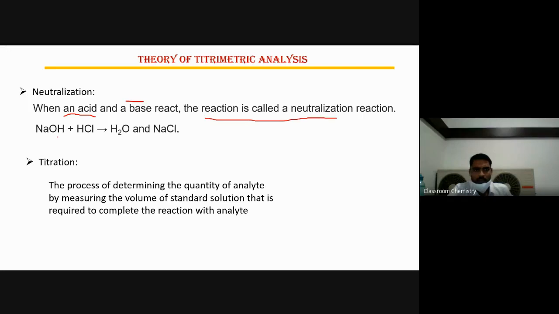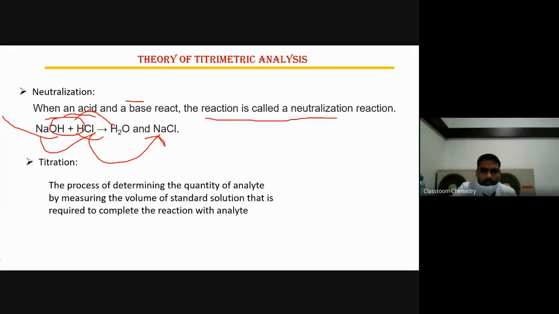Here I take one basic molecule and again an acidic molecule. There is formation of this OH and this H to form the water molecule, H2O, and Na and Cl to form the salt, NaCl. This is called neutralization.